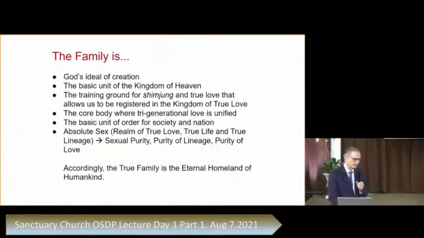All right, it's also the core body where the three-generational love is united. Three generations of grandparents, parents, and children.